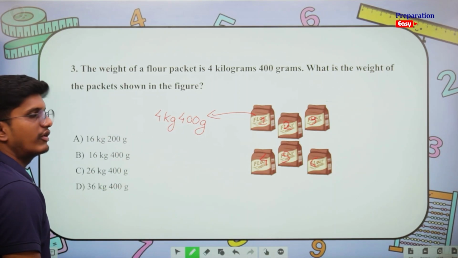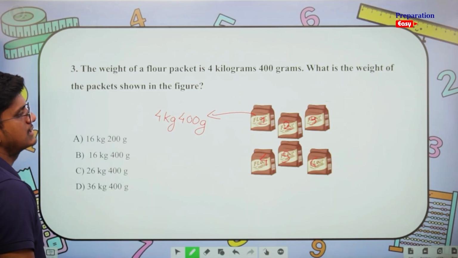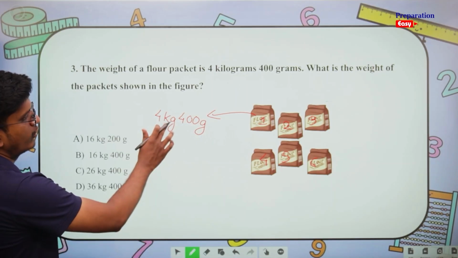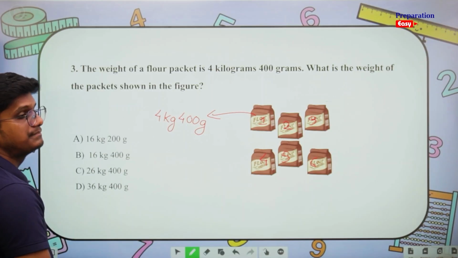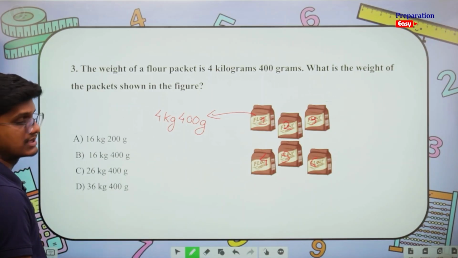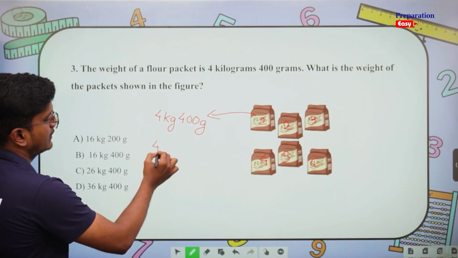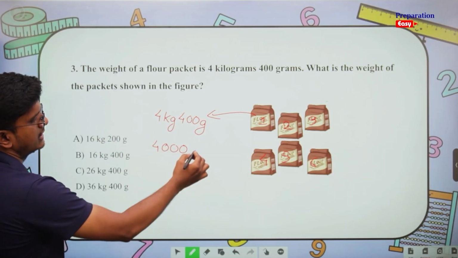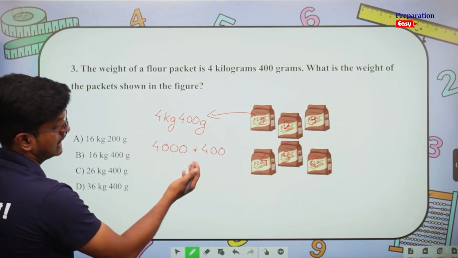Instead of that, what we can do, it's the simplest way. How we can take it into a simplest way? So just calculate these things into the grams. So 4 kgs means if you want to convert 1 kg into grams, how many zeros we require? We require 3 zeros. So with this 4 we will write 3 zeros. This is 4000 plus how much we have? We have 400 grams. Okay, let's add this together.